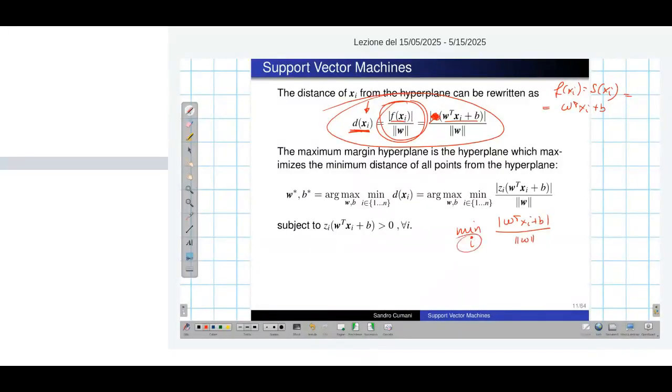If I run this over I in the training set, it is the minimum distance of all the points in the training set from the separation rule. This is the distance of point Xi. The minimum over I of the distances of the points Xi is the minimum distance of a point from the separation rule. Do we agree? Or not?